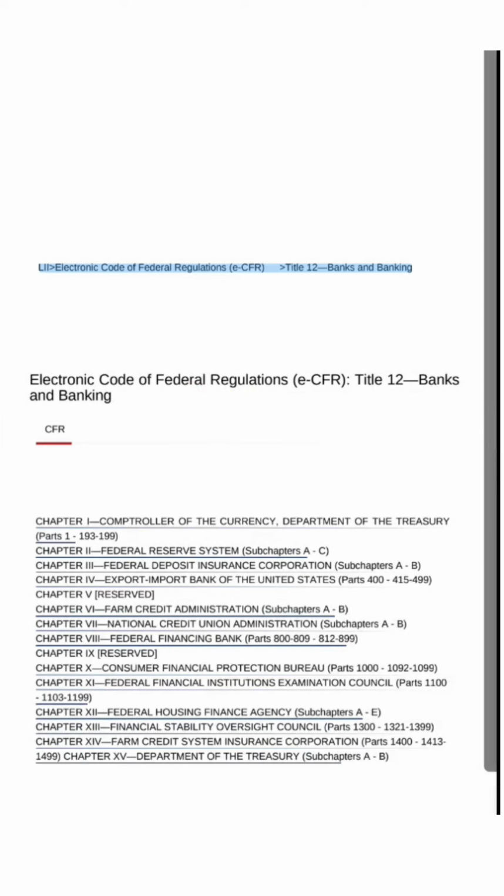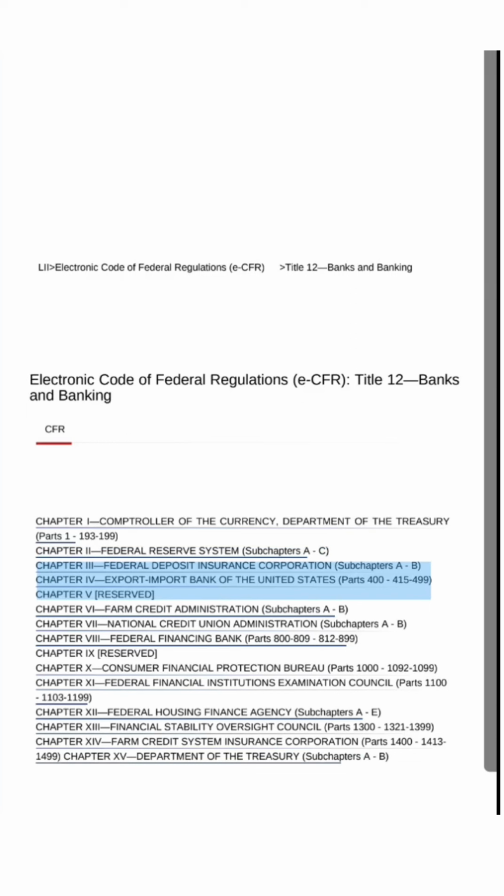LII, Electronic Code of Federal Regulations, eCFR, Title 12 Banks and Banking. Chapter I Comptroller of the Currency, Department of the Treasury, Parts 1 to 199. Chapter II Federal Reserve System, Subchapters A to C. Chapter III Federal Deposit Insurance Corporation, Subchapters A, B.